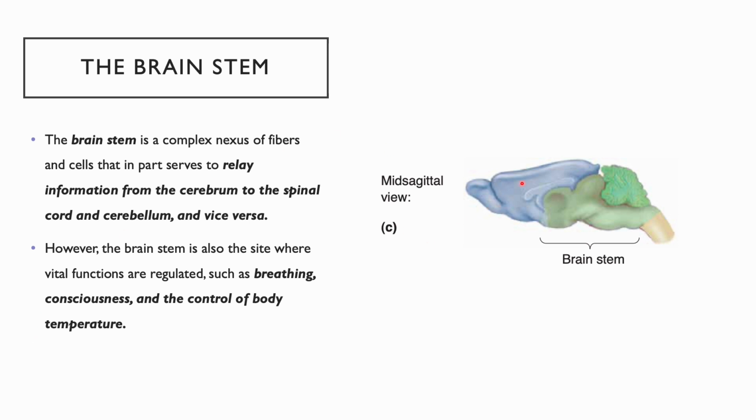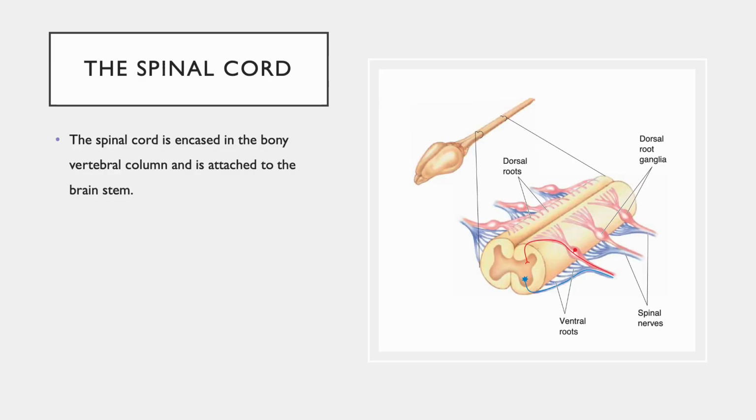One could survive damage to the cerebrum and the cerebellum, but damage to the brainstem is usually fatal because it controls such vital functions. Now here's a look at the spinal cord, which luckily should be review. The spinal cord is encased in this bony vertebral column and it's connected to the brainstem. So remember, the brainstem is kind of that pathway from the spinal cord up to the cerebrum and vice versa.